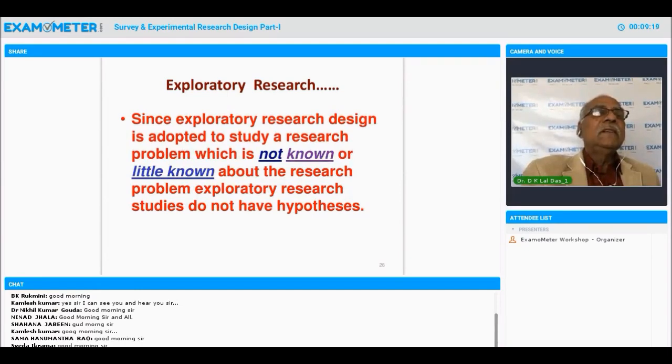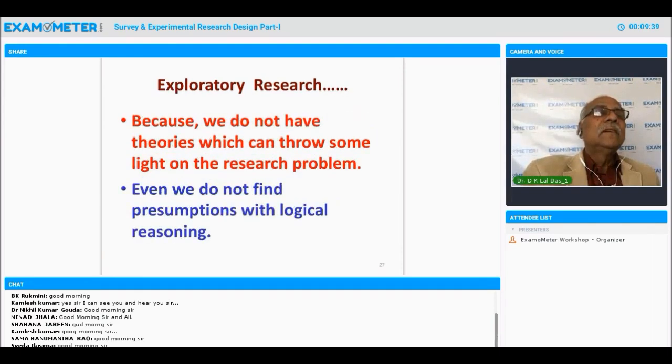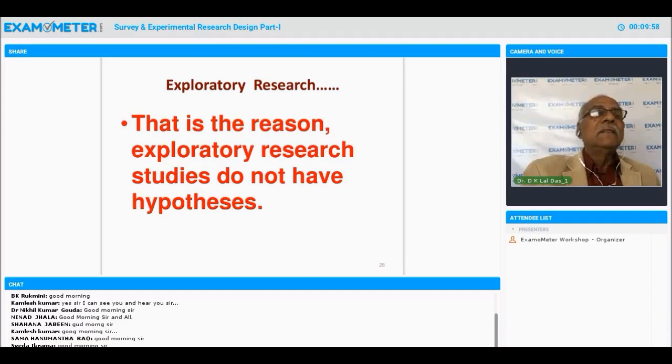Since exploratory research design is adopted to study a research problem which is not known or little known about, exploratory studies do not have hypotheses. Because we do not have theories which can throw some light on the research problem, even we do not find presumptions with logical reasoning. That is the reason exploratory research studies do not have hypotheses.